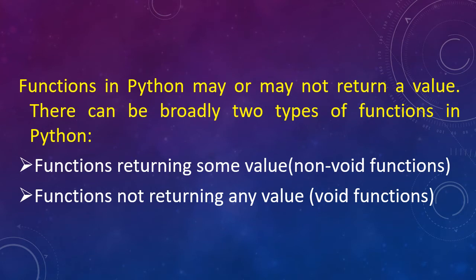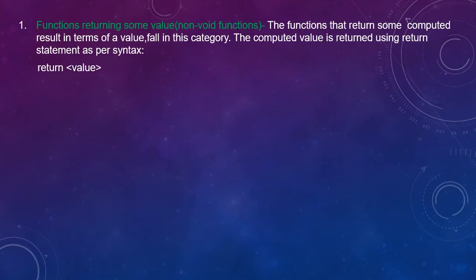First is a function returning some value, also known as a non-void function, and the second is a function not returning any value, also known as a void function. So first we will talk about functions returning some value. This is also known as a non-void function.